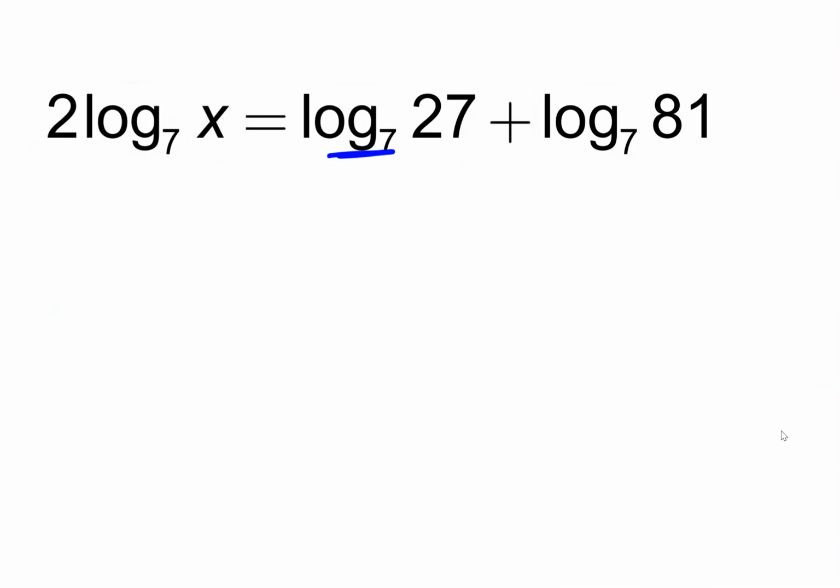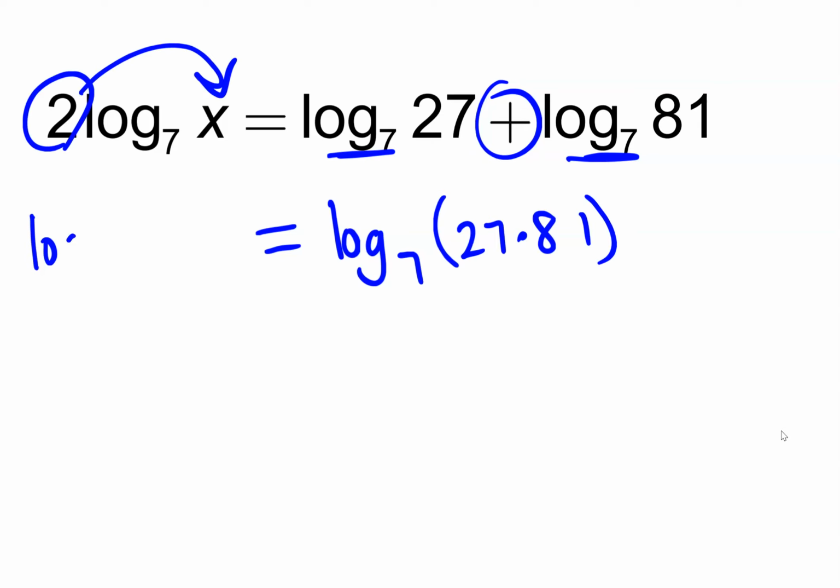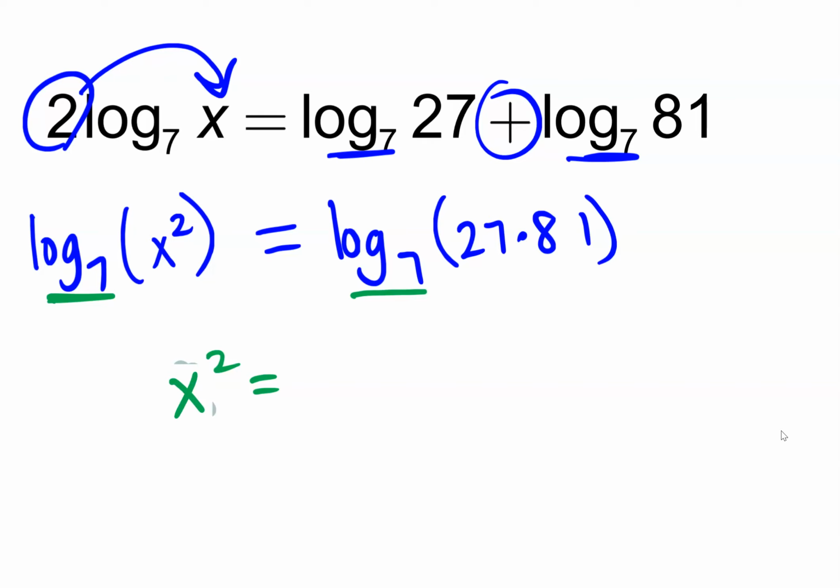Alright, so I have the same base, they're being added, so what I can do is multiply these together. Log base 7 of 27 times 81. And over here I have a 2 as a coefficient, so bring it up front. Log base 7 of x squared. Okay, so I did 2 things in 1 step. However, now I have the same base, I can set the insides equal each other. So 27 times 81, you're going to have to do this in your calculator. 2,187. Alright, now we just need to square root. So solve for x. x is going to be 46.77.